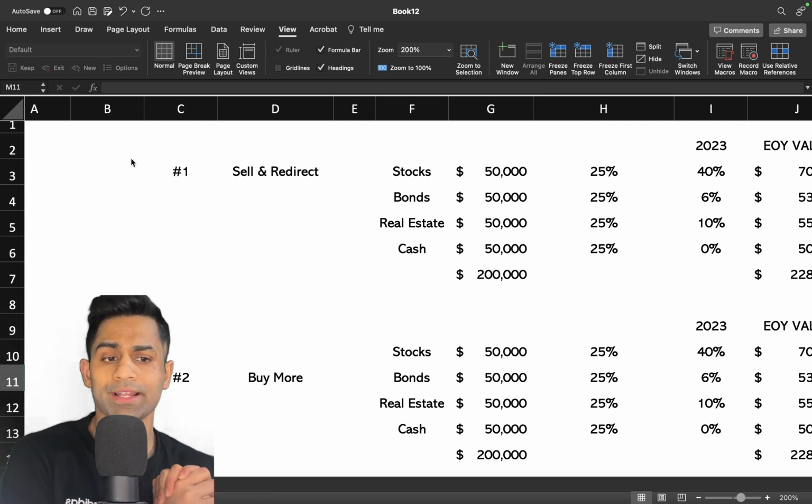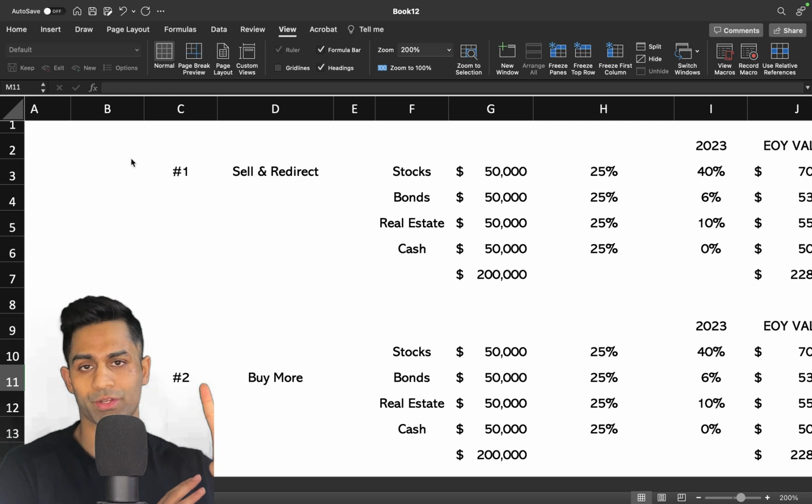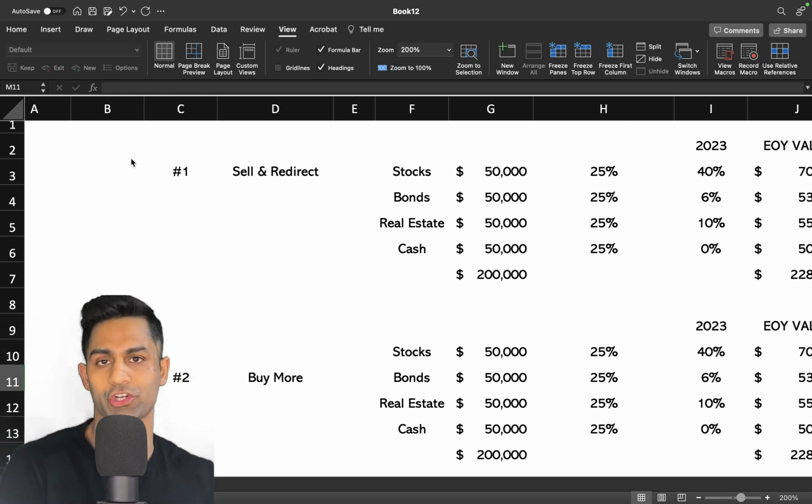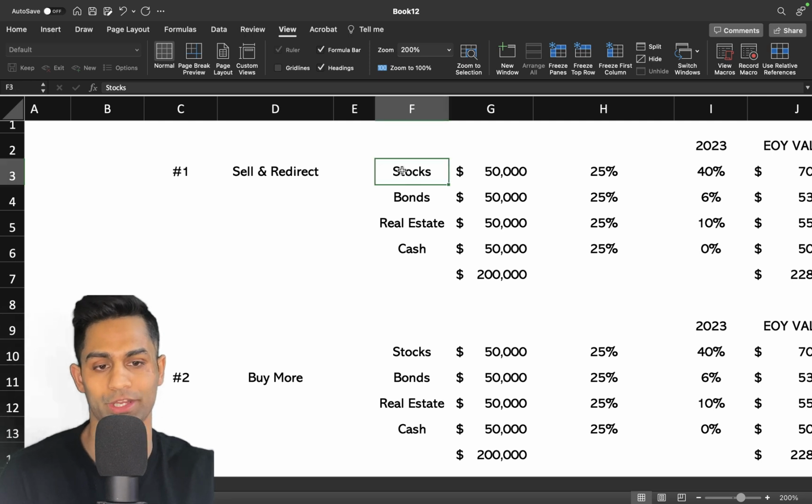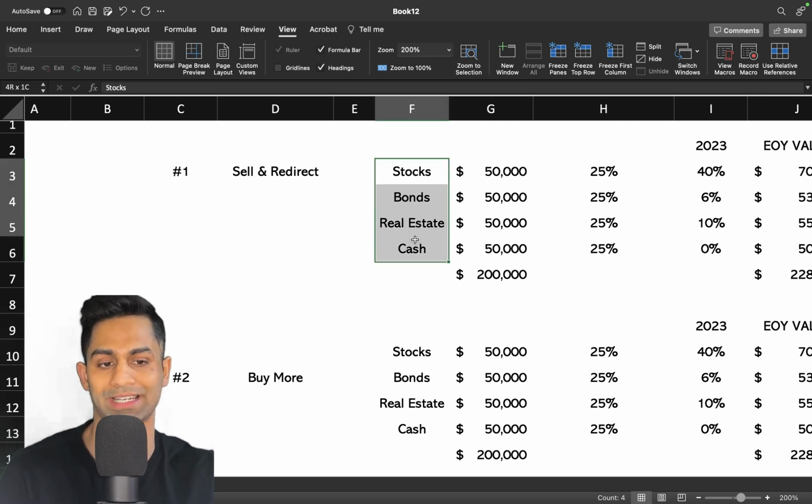Anyway, this right here is going to be two methods that I want to go over on how to actually go about rebalancing your portfolio. I've got an example portfolio over here. So let's just say stocks, bonds, real estate, and cash.